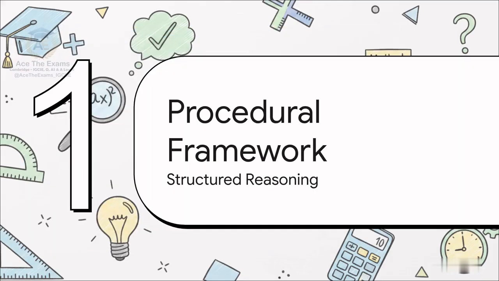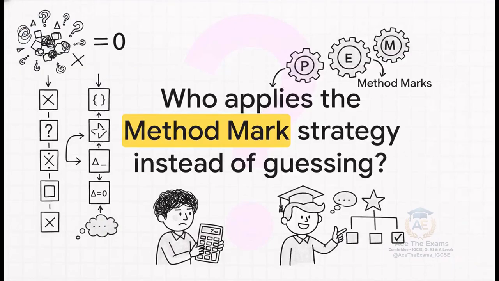Moving into Section 2, the procedural framework. It's time to move out of the textbook definitions and get into the simulator. We need structured reasoning because Cambridge prioritizes analytical depth over just getting the right number at the end. Okay, interactive challenge time. I am putting 30 seconds on the clock. Look at the 2 mathematical paragraphs presented on your screen right now. Which student is actually applying a structured method strategy instead of just guessing the final answer?